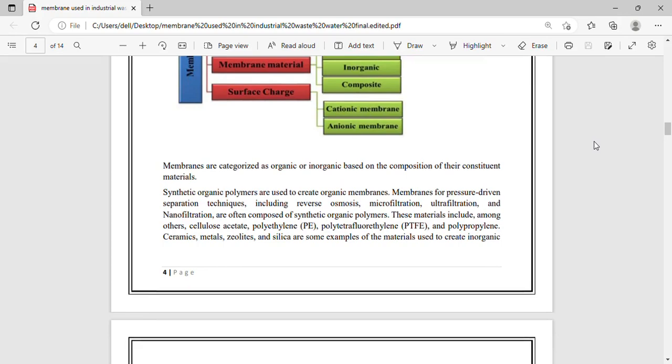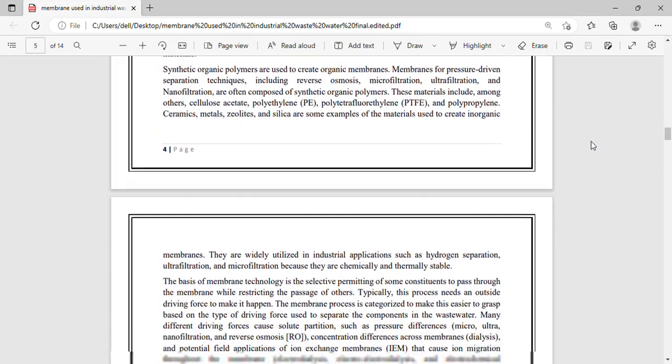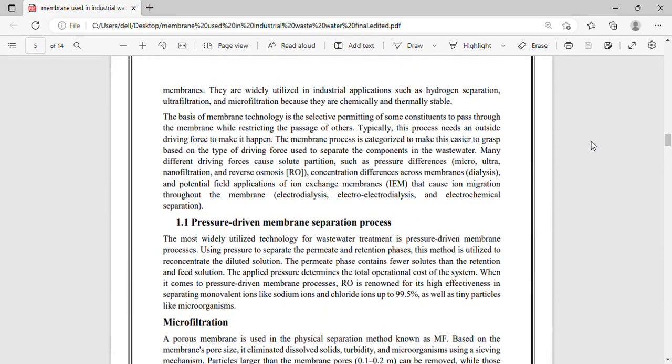Membranes for pressure-driven separation techniques including reverse osmosis, microfiltration, ultrafiltration, and nanofiltration are often composed of synthetic organic polymers. These materials include, among others, cellulose acetate, polyethylene, polytetrafluoroethylene, and polypropylene. Ceramics, metals, zeolites, and silica are some examples of materials used to create inorganic membranes. They are widely utilized in industrial applications such as hydrogen separation, ultrafiltration, and microfiltration because they are chemically and thermally stable.